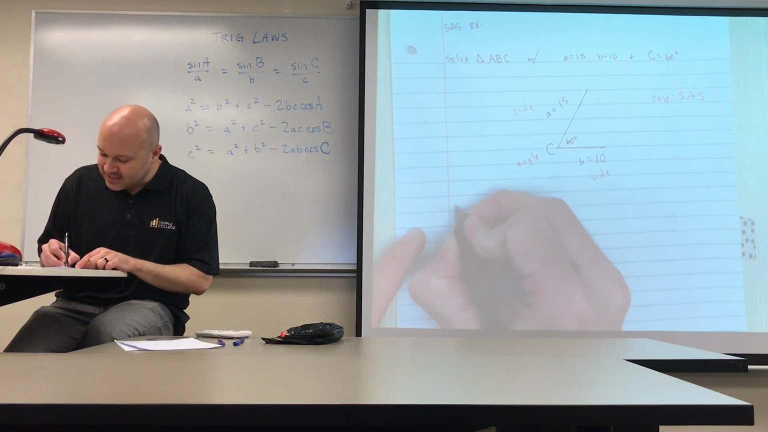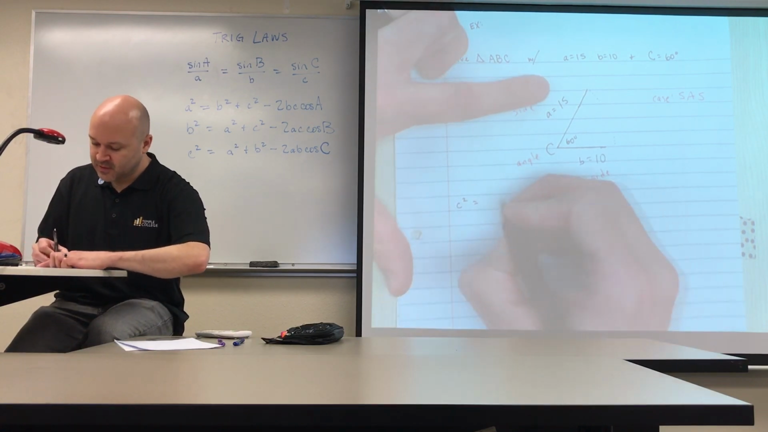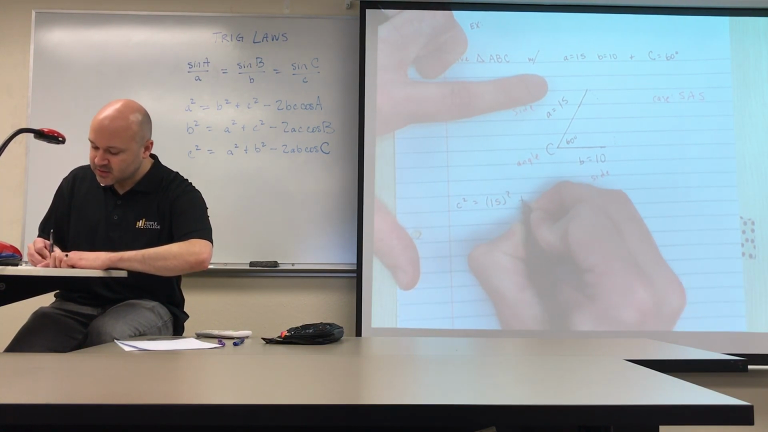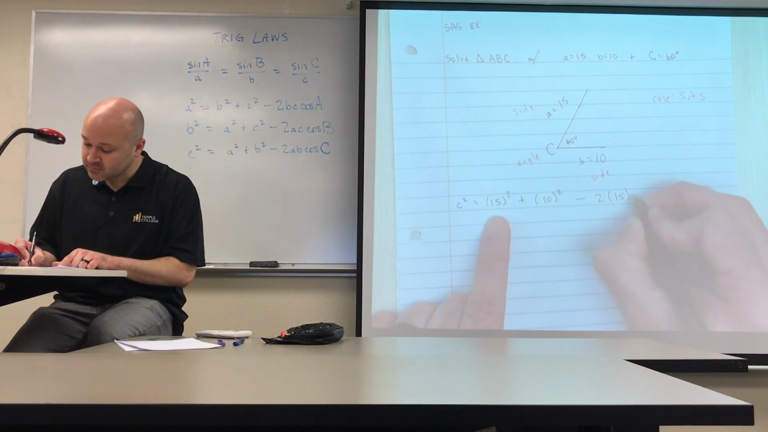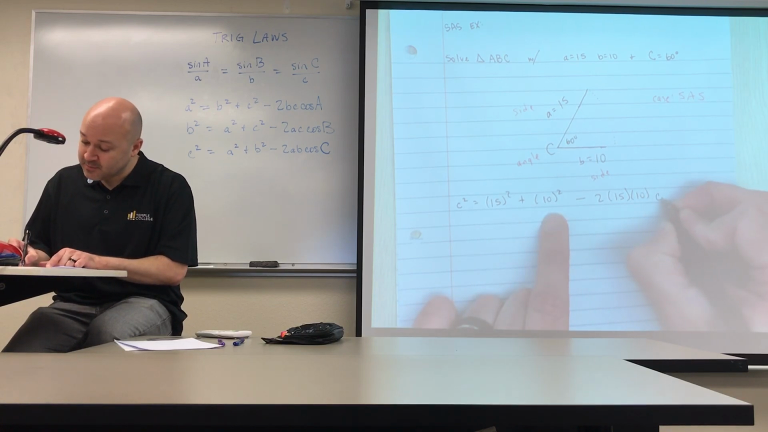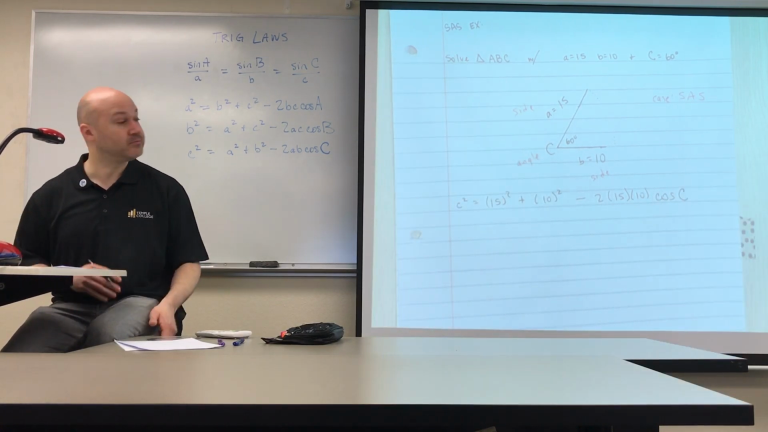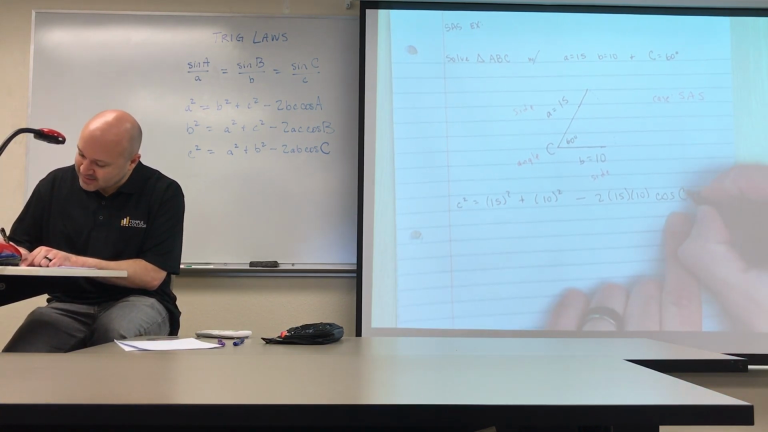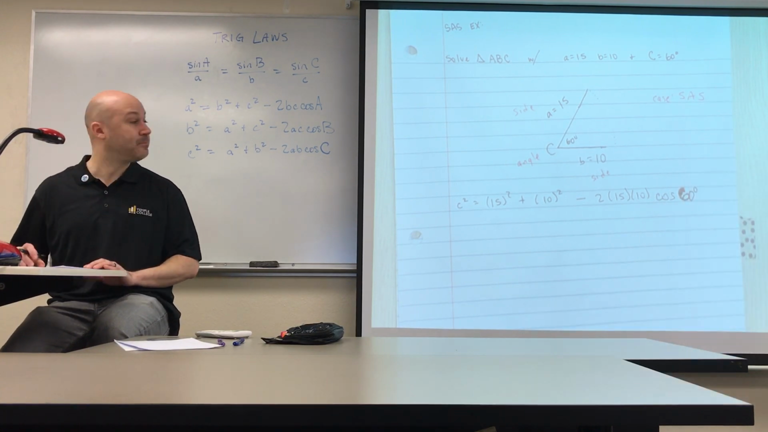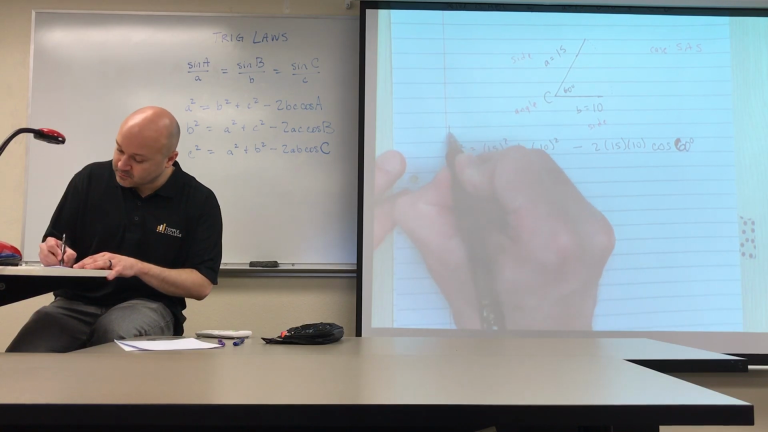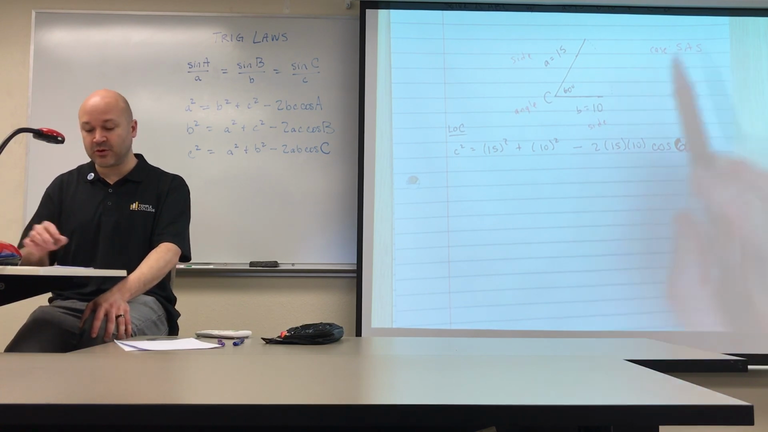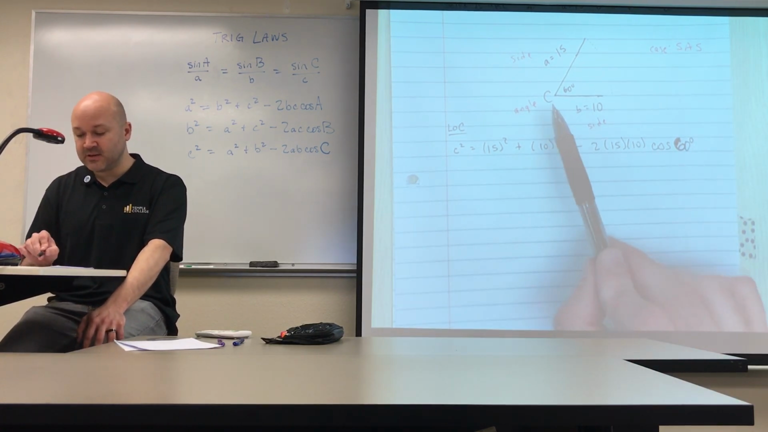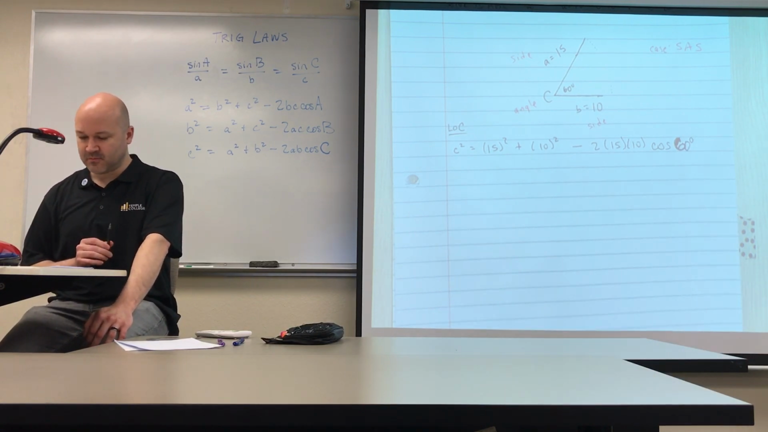It says, little c squared is equal to the other side lengths summed and squared minus twice their product times cosine C. Oh wait, I know C. That's 60 degrees. So for the side angle side case, we're going to use the law of cosines. We were given angle C, so I'm using the C version of the law of cosines.